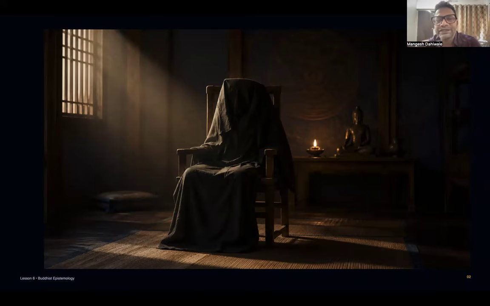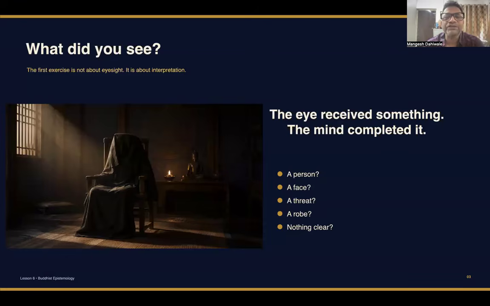Some of you might see a person sitting here. Some of you might see a very threatening gesture, something like that. So what did you see? The first exercise is not about eyesight, it's about interpretation. The eye received something, the mind completed it. Some of you might see a person, some a face, some might feel threatened, some might see a rope, some will say that nothing is clear in this particular image. So whenever we receive something through our eyes, maybe we see the same thing, but each one of us completes it, perceives it or interprets it depending on our own conditioning.